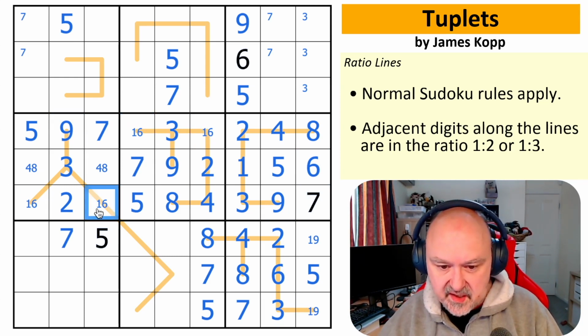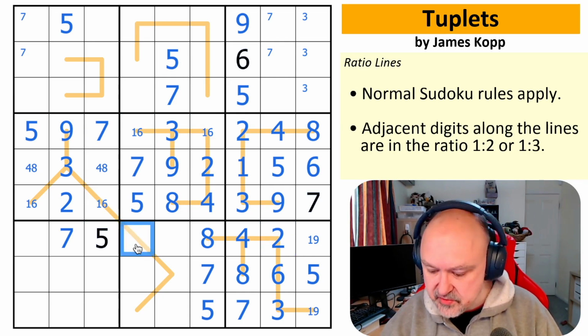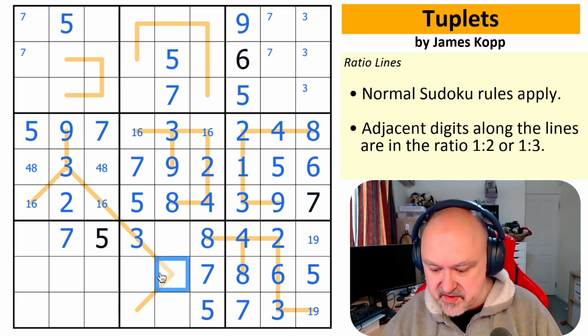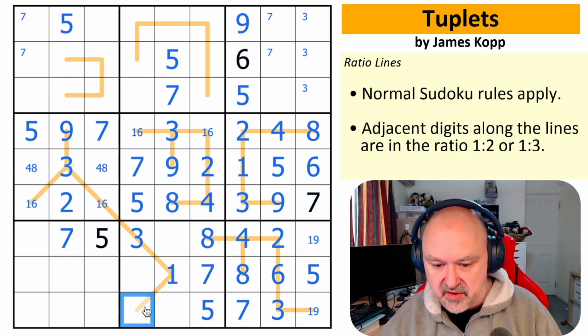This is a 1, 6. And 1 and 6 can only go next to 2 or 3, and that can't be a 2, so that is a 3. 3 can only go next to 1, 6, or 9, so this is 1, 6, 9, and it can't be 6 or 9, so this is a 1. 1 can only go next to 2 or 3, and it can't be a 3, so that is a 2.